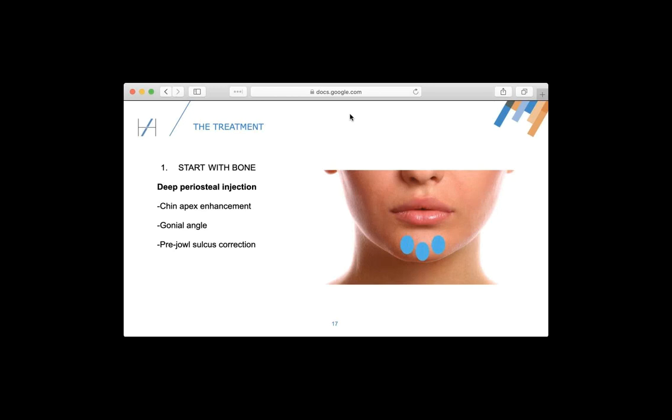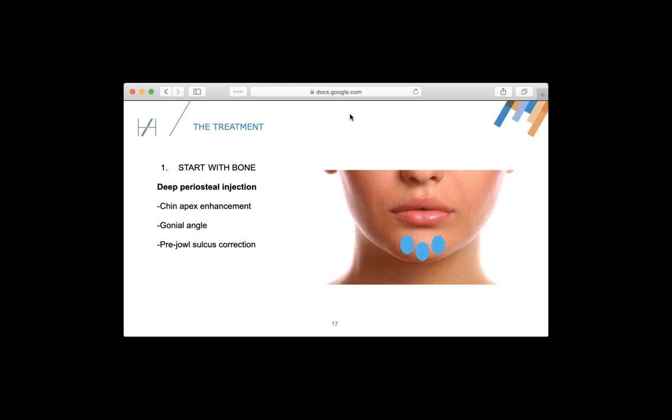I don't know which way you treat, but that's how I would probably start. I would then mark out the pre-jowl sulcus. Again, deep periosteal injections into those areas of weakness, which you can just squeeze and feel where the pre-jowl starts. And then finally, I would treat onto the gonial angle, just to give that kind of definition in the gonial angles, but also to give a little bit of pullback and a bit of tethering. I don't know if you do the same sort of thing, Tris.